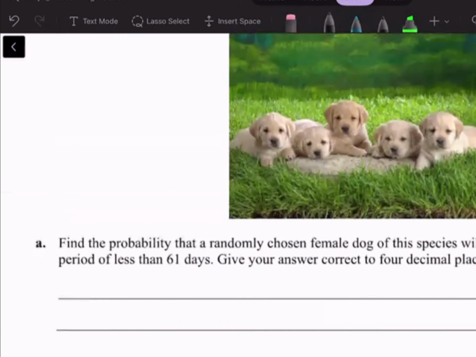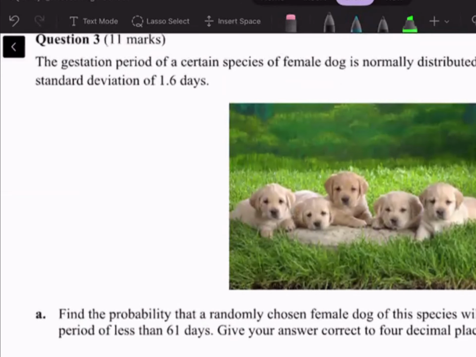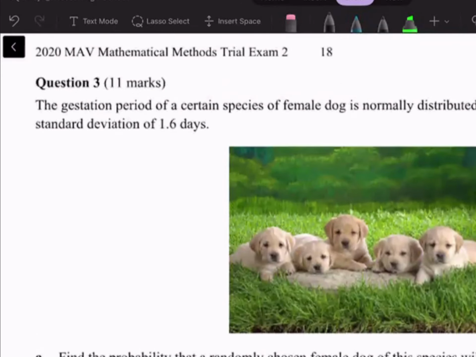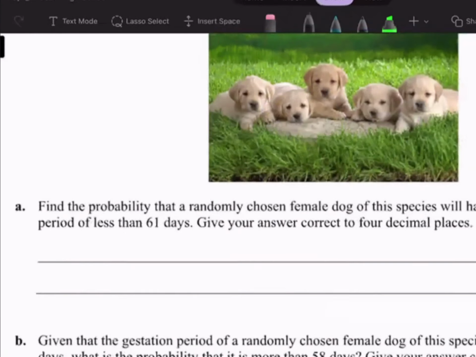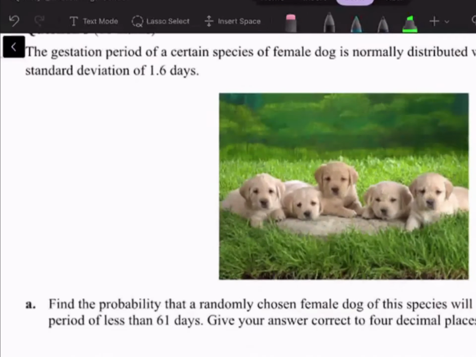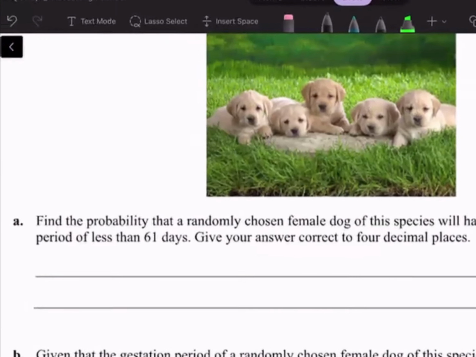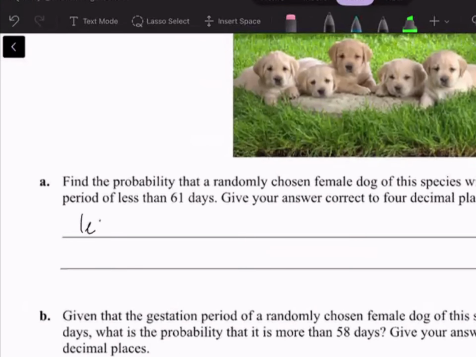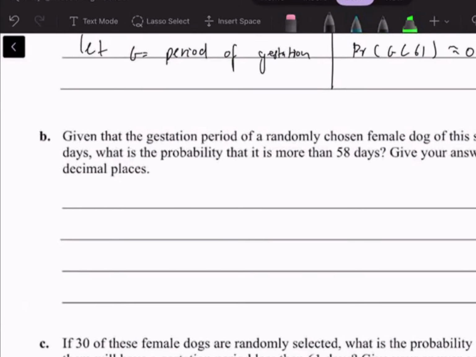Find the probability that a chosen female dog will have a gestation period less than 61 days. They didn't define a variable for this question, so I had to define one myself. I said, let G equal the period of gestation. The first question is pretty easy. You just chuck it into your CAS, and you get 0.1175.